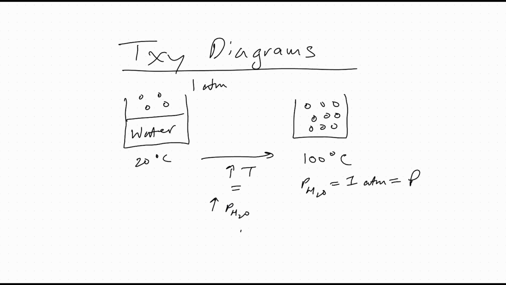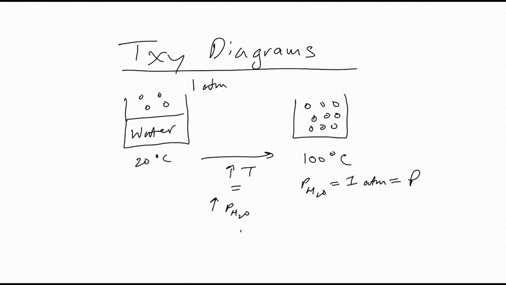Okay, so this is for a single system. So we just have liquid, and then at 100 degrees Celsius, it becomes vapor. And even in the in-between point, when we have both liquid water and vapor, we understand basically intuitively that both the vapor and the liquid are 100% water. They have the same composition.